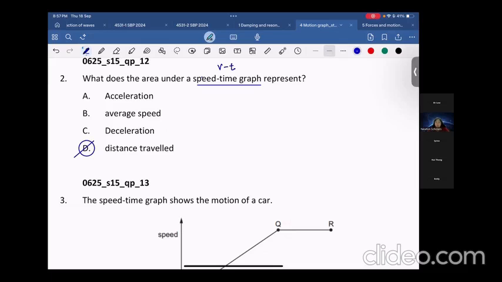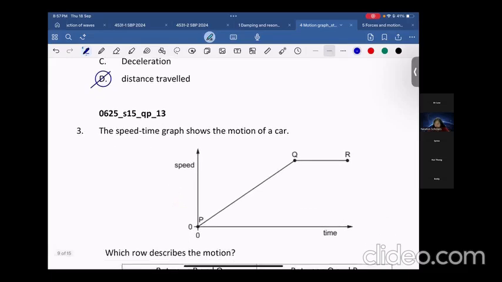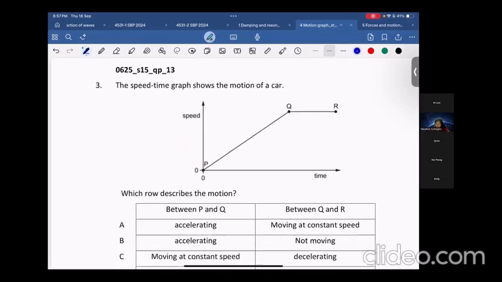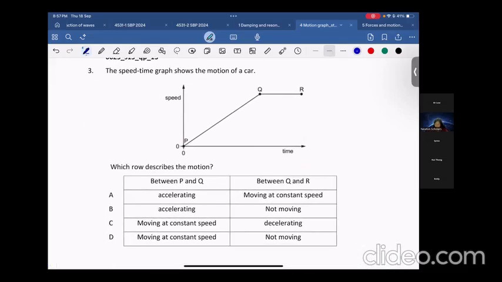So boys and girls, we go to this question next. Speed time graph. Describe the motion between PQ. PQ, what is the speed? What is the motion? QR, what is the motion? Try and then tell me your answer.